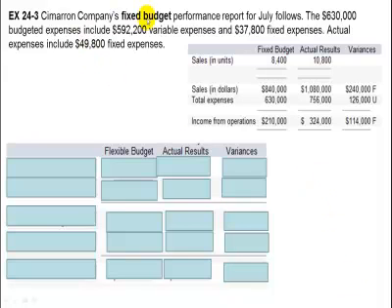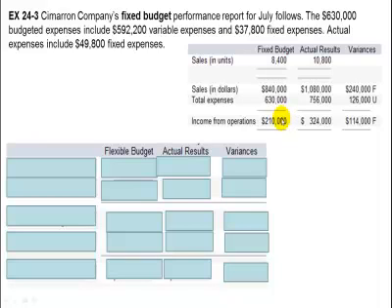Cimarron Company's fixed budget performance report for July follows. So here we have a fixed budget of sales of 8,400 units. Sales were $840,000. Total expenses were $630,000. Income from operations was $210,000.